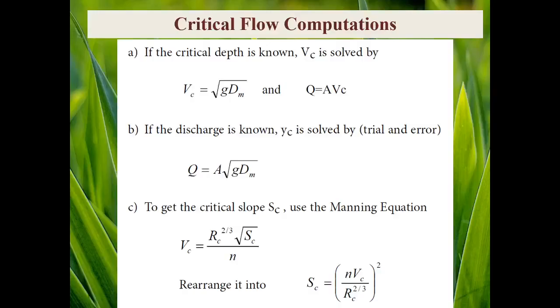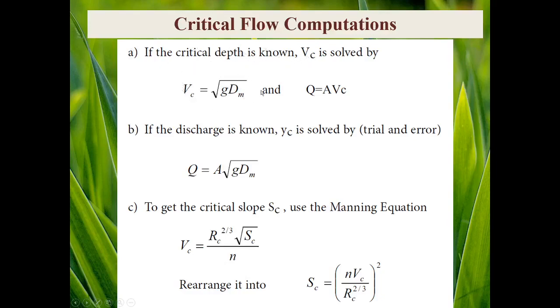Okay, now let's continue with the three different kinds of problems that we might face when we are dealing with the calculations of critical flow. In the first case, the critical depth is given, and you need to calculate or determine the critical velocity. When we have a critical depth, it means that we have the geometry of the canal.